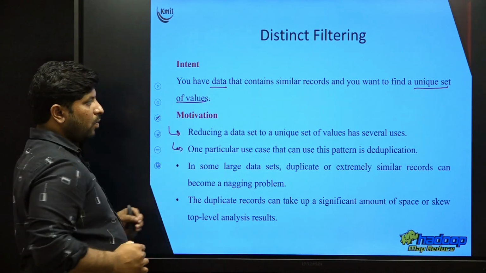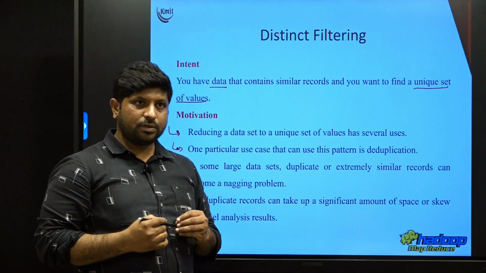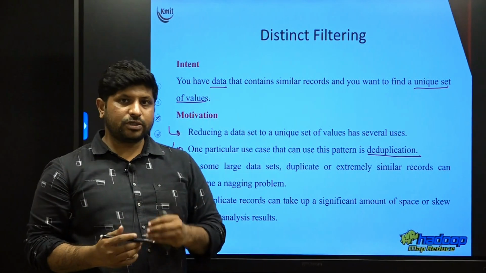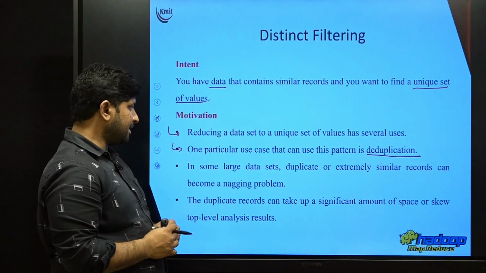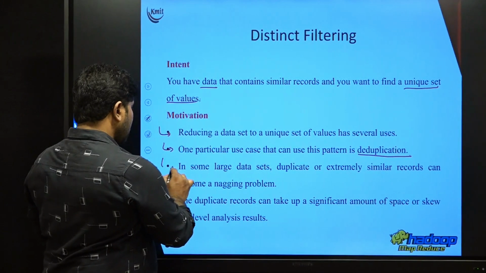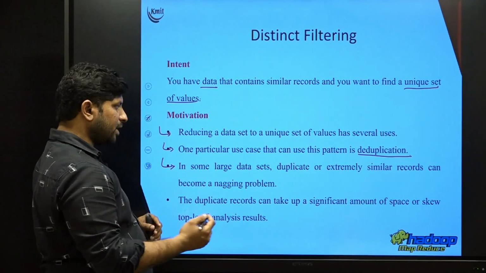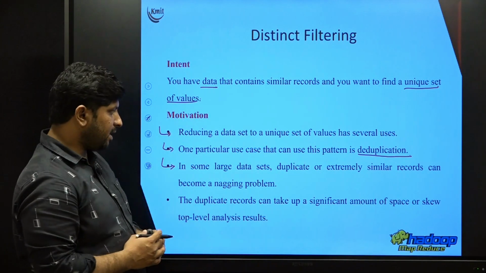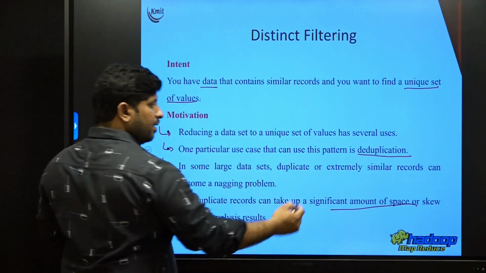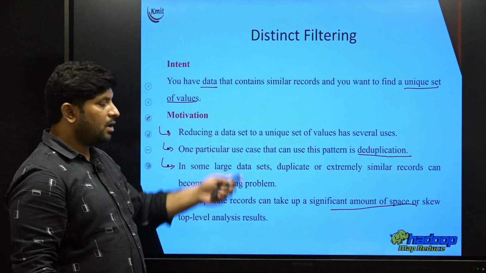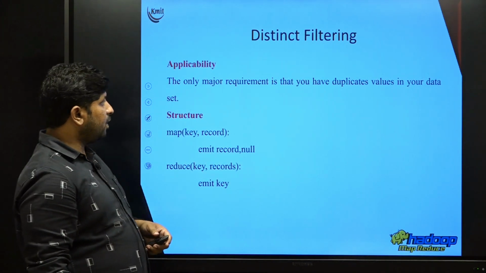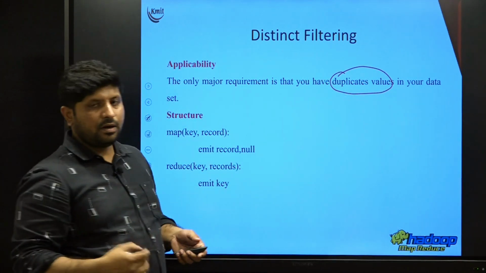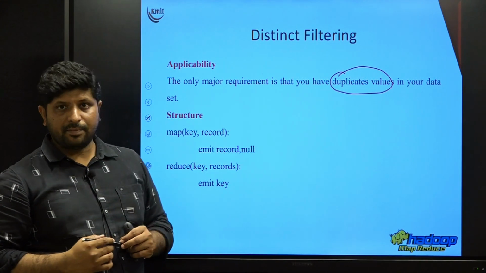One such use case is that you can remove the duplication of records. The duplicate records you can remove from a particular data set, so that you can overcome certain storage space complexities, as these duplicate values occupy space on the disk. You can reduce the space consumption by using distinct filtering mechanisms. Coming to the applicability, wherever you have duplicate values of data, there you can apply distinct filtering.